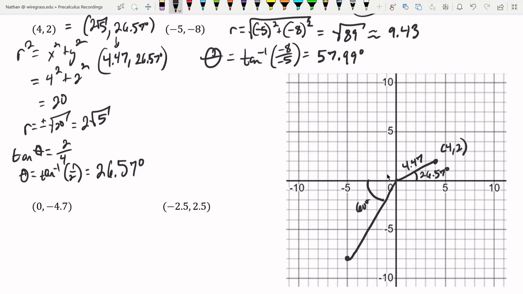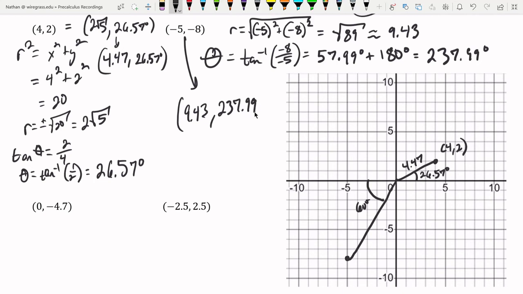Well, this is the same thing as 180. So that means that our angle is actually going to be plus 180 degrees. So it's going to give us 237.99 degrees. That's the correct angle for this problem. So this is the same thing as 9.43 approximately and 237.99 degrees. That's how we find it when the tangent doesn't fit the right angle. Okay, so that's going to be -5, -8.